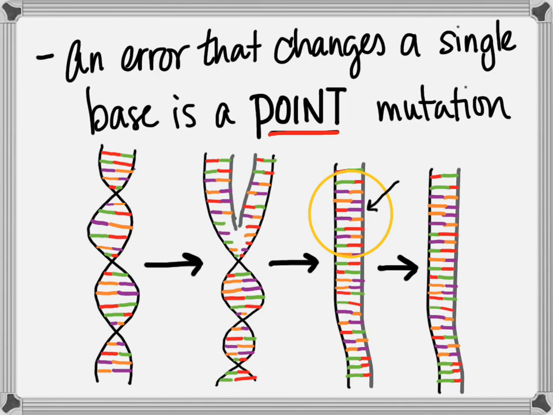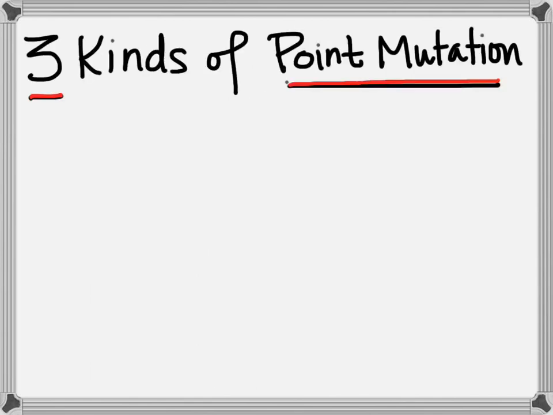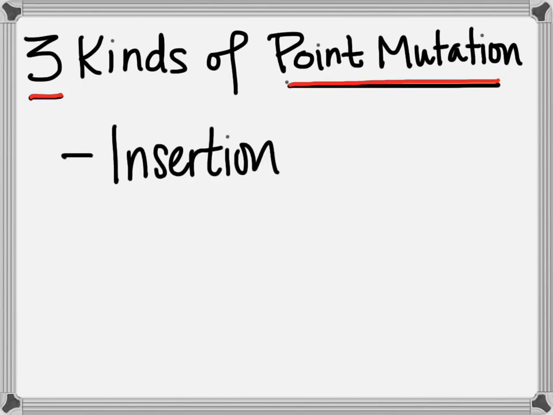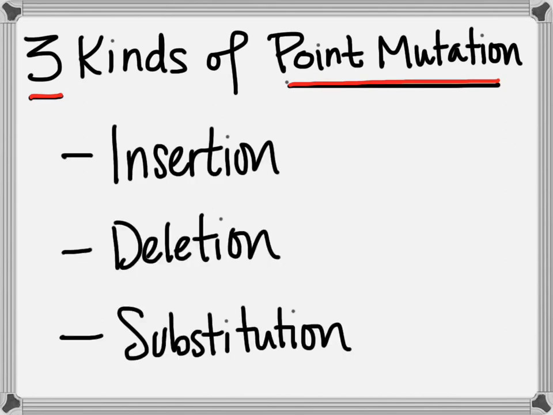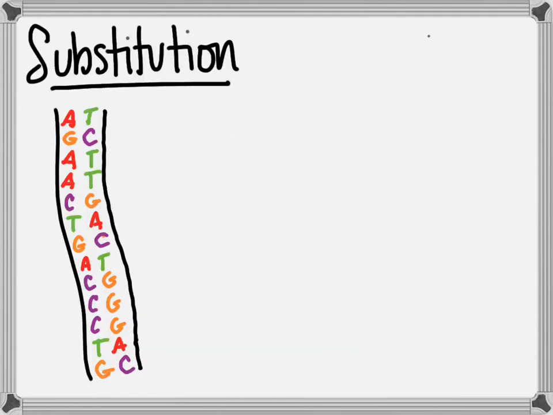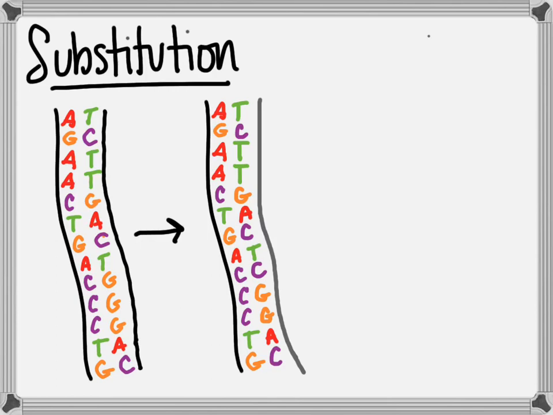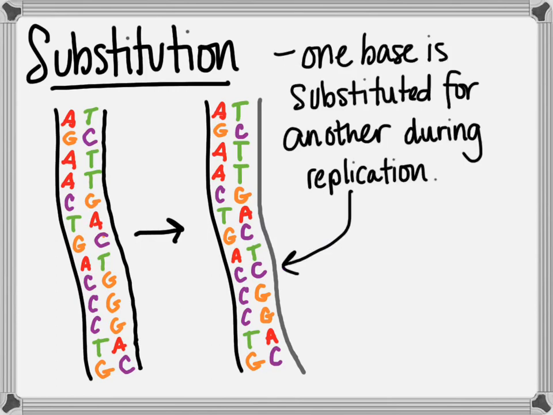But first, let's talk about the three kinds of point mutation. The three kinds of point mutation are insertion, deletion, and substitution mutations. We're actually going to talk about substitutions first. In a substitution mutation, as you might expect, one base is substituted for another base during replication. And if we look carefully right there, we see that instead of a guanine being put in on the new half of the replicated DNA, the cytosine was repeated. Will that do something? Well, we'll talk about that in a minute.